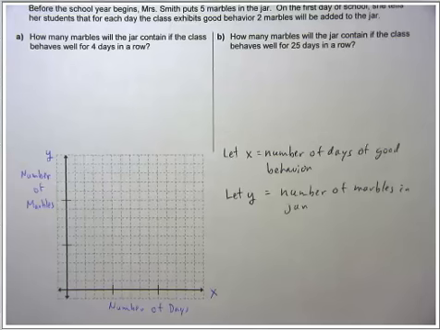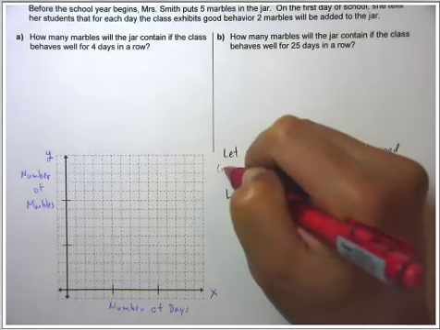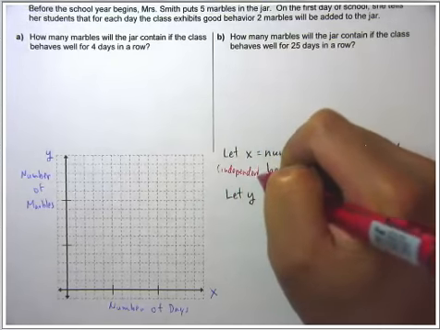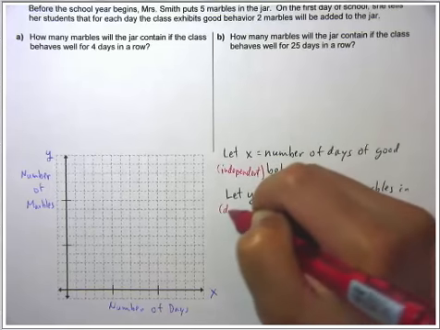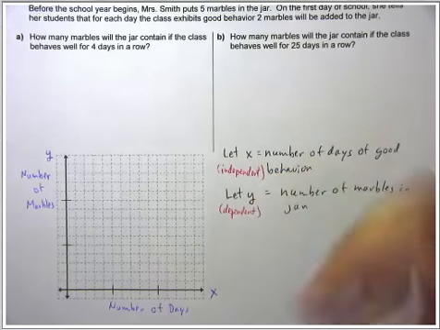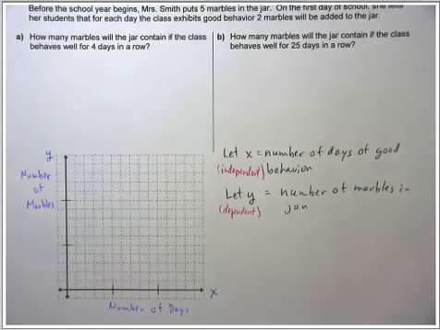Actually, one other thing I want to mention. You might wonder, why did I choose x for the number of days, and why did I choose y for the marbles? The answer is because we always want to use x for the independent variable, and we want to use y for the dependent variable. The independent variable is the number of days of good behavior, and the dependent variable is the number of marbles. That's dependent because the number of marbles depends on the number of days of good behavior.